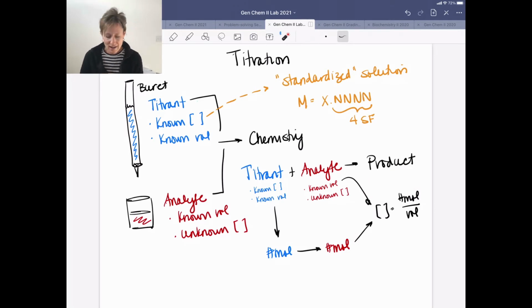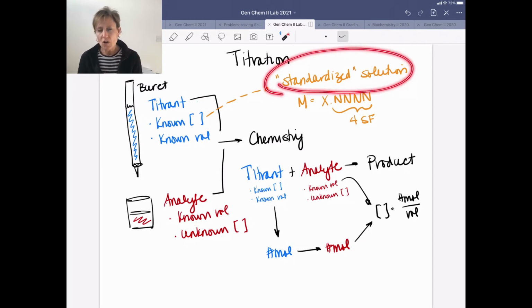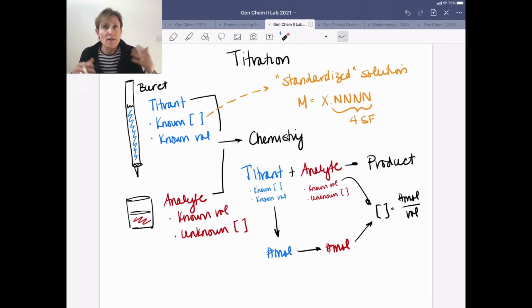Just a quick thing to highlight here. We know the volume of our titrant with a high degree of accuracy because we're using a burette. We know the concentration of our titrant with a high degree of accuracy because we're going to use what's called a standardized solution. We already did for you another experiment to very accurately determine the concentration of our titrant. So it's called a standardized solution. We are going to know this accuracy to 4 significant digits beyond the decimal point.